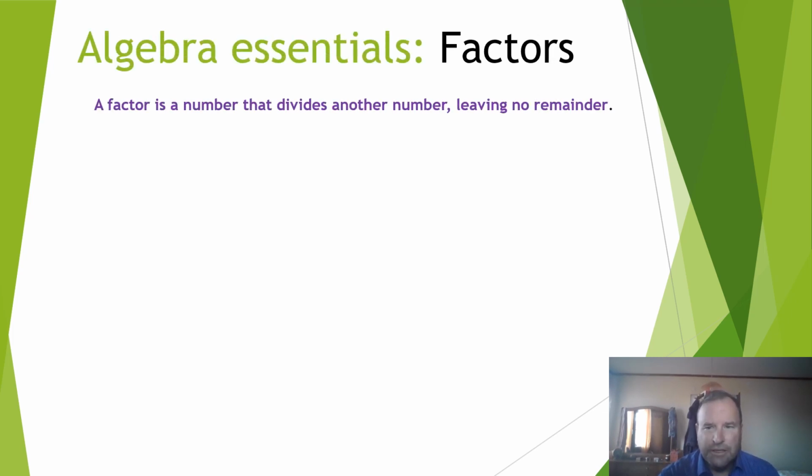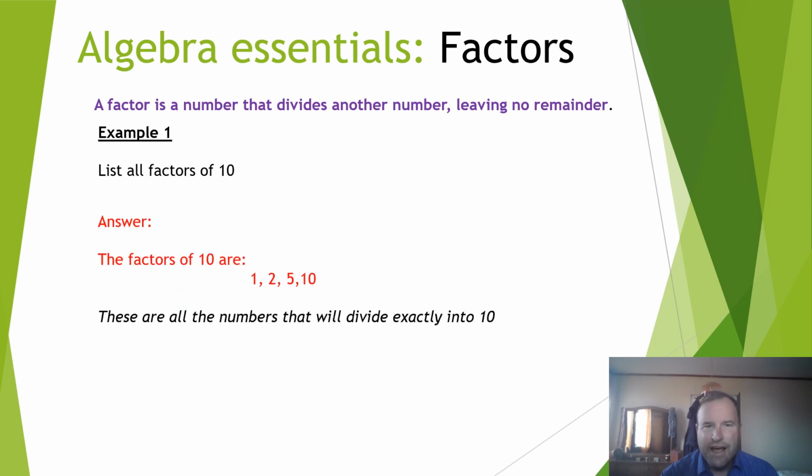So here we go. A factor is a number that divides another number, leaving no remainder. These are divisible by whole numbers. An example is: list all the factors of 10, and they are 1, 2, 5, and 10. You'll notice that all these numbers will divide exactly into 10.